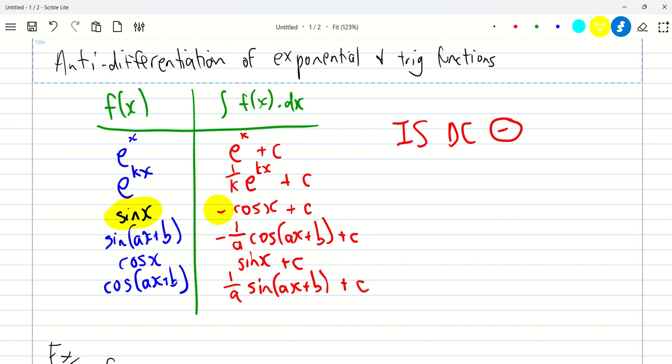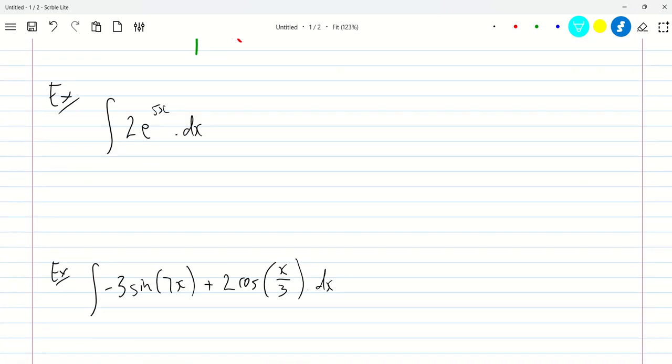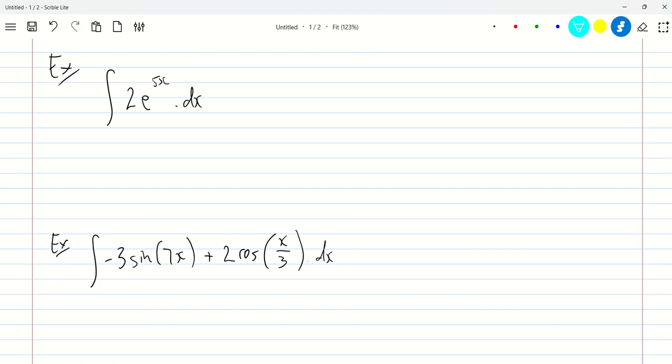And if you differentiate cos, then you get negative sine. That little moniker might help you remember when to make it a negative and when not to make it a negative: DC negative. Okay, let's have a look at an example. Let's have a look at the integral of 2e to the power 5x.